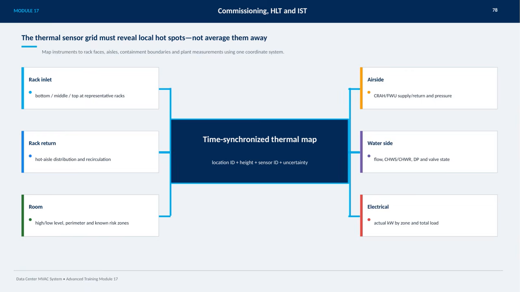Waterside measurements include flow rates, chilled water supply and return temperatures, differential pressure, and valve states to verify cooling efficiency. Electrical monitoring tracks actual kilowatt loads by zone and total load, linking thermal data with power consumption. Finally, this data comes together in a time-synchronized thermal map that includes location ID, height, sensor ID, and uncertainty, providing a comprehensive and actionable view of the thermal environment. This detailed mapping is critical for precise diagnostics and optimized cooling strategies.